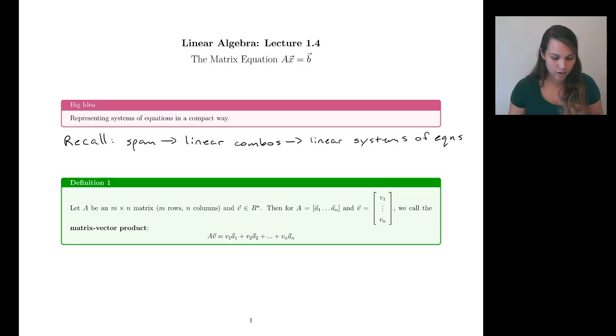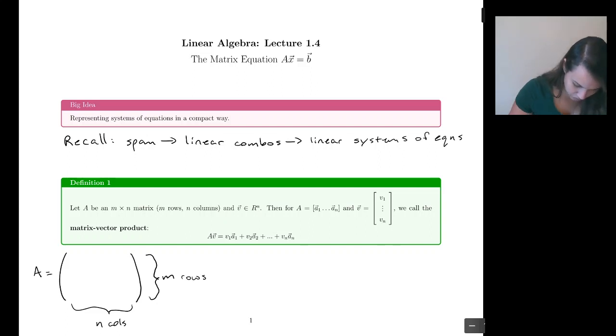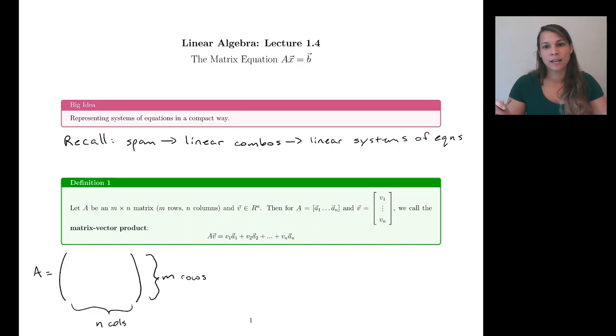So we're going to start off with A is an m by n matrix. That means A has m rows and n columns. So m rows is going to be this way, and then n columns would be this way. And then we're going to have a V, and it is going to be in Rn. So V is going to be a column vector with n entries.